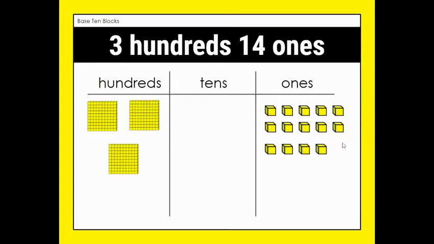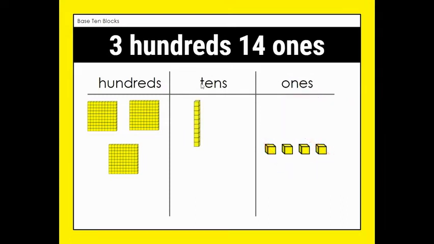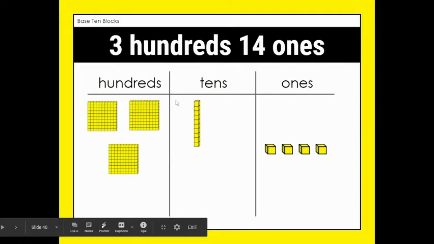But wait a minute. Yesterday we talked about how you can't have more than 9 in a single place value, and this one has 14. So we have to take 10 of those ones out, and 10 of those ones become a 10. So now our number that was 3 hundreds and 14 ones is actually 314.